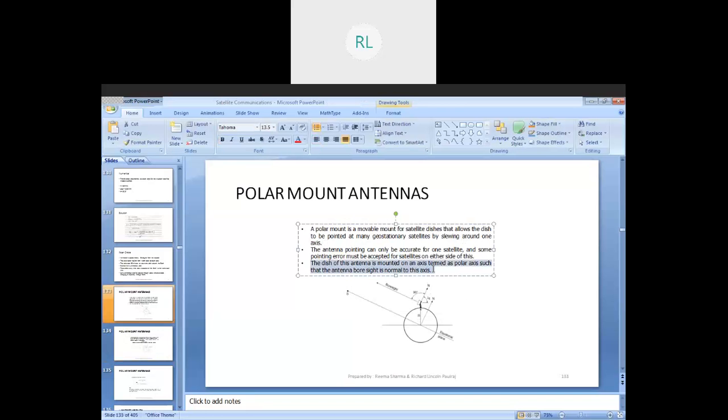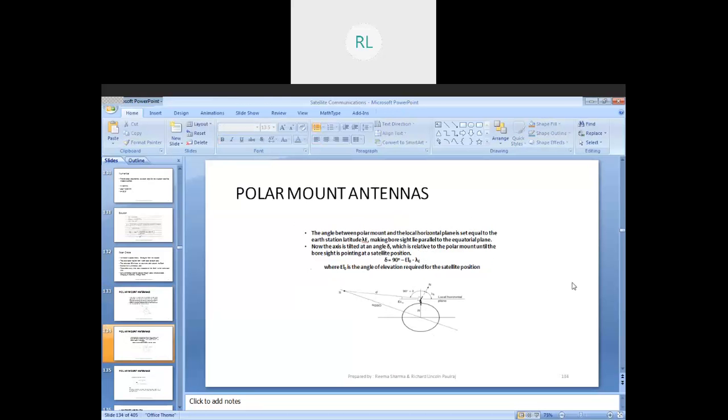The angle between the polar mount and the local horizontal plane is set equal to the Earth station latitude lambda e. So as we saw, this is kept in the north, and with the Earth station latitude lambda e it is set, making both sides lie parallel to the equatorial plane. So it should be aligned with our bore sight. Bore sight means the angle in which we are seeing.